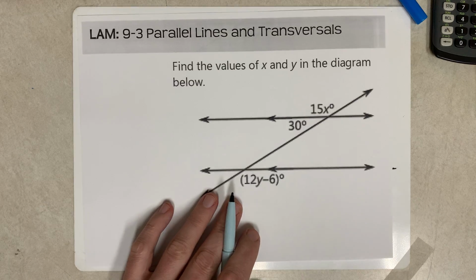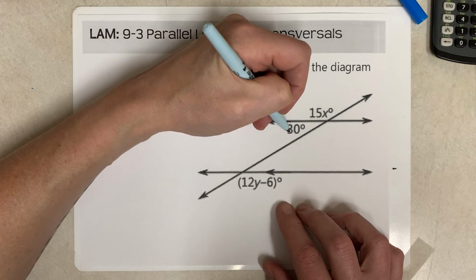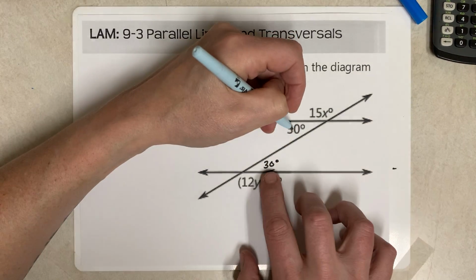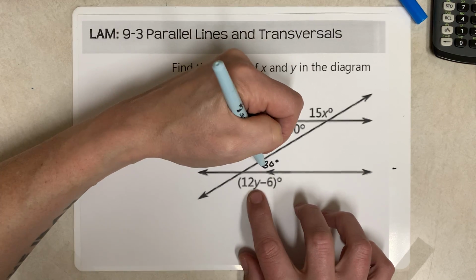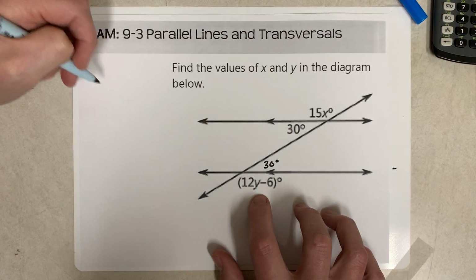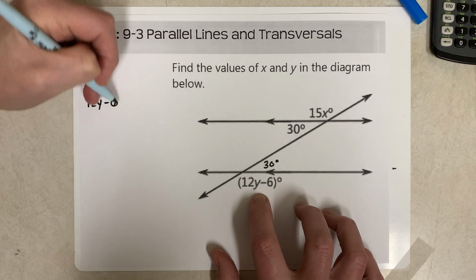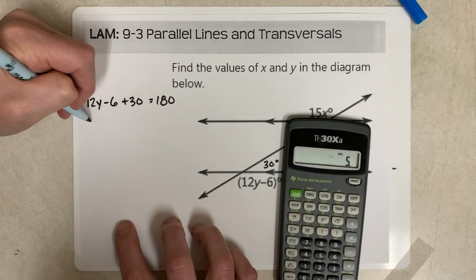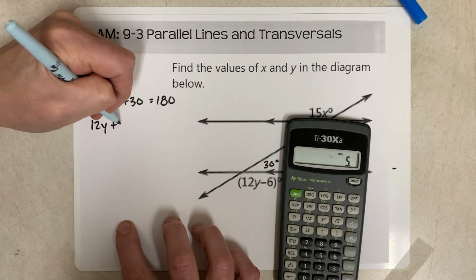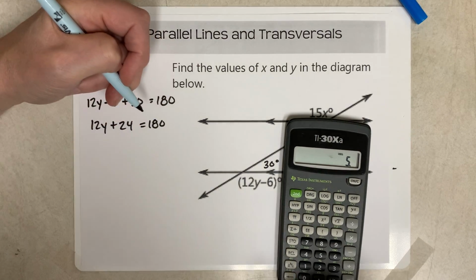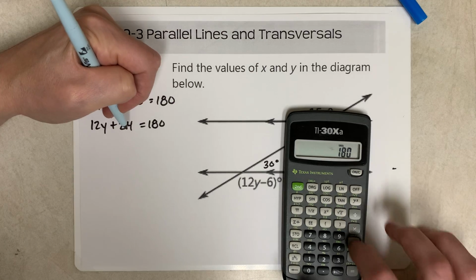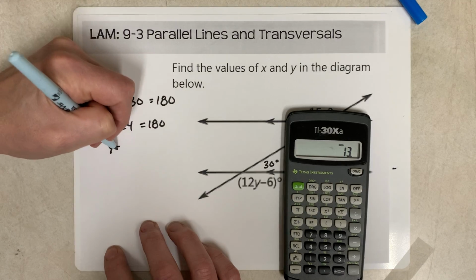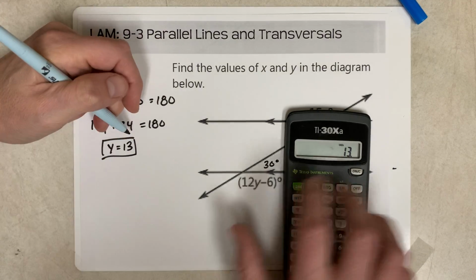Okay, this one. Let's see what we got here. 30. That means this has to be 30 here also right there. Those would be alternate interior. And then these two have to add up to 180 because they're supplementary. So we could do 12y minus 6 plus 30 is equal to 180. Okay, so 12y plus 24 equals 180. So let's do 180 minus 24 to move it over, and then divide by 12, and we get 13. So y is going to be equal to 13.